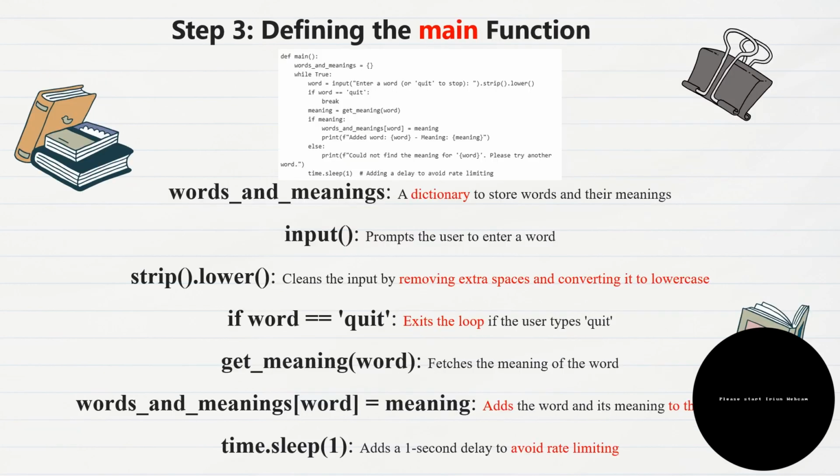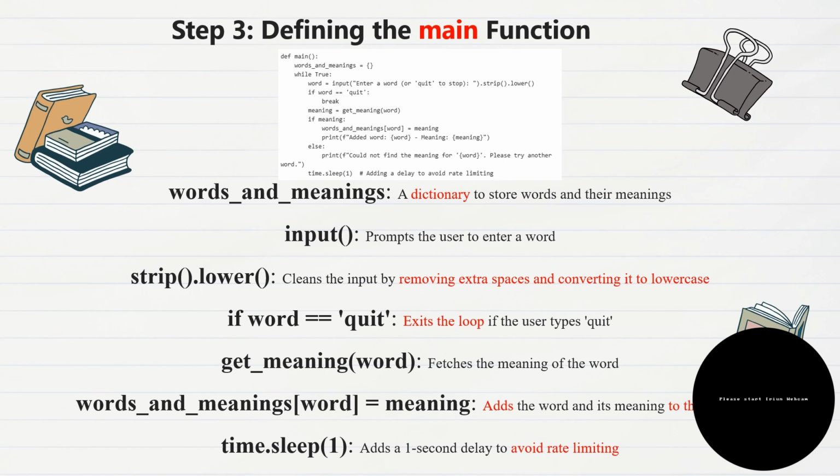Step 3. Defining the main function. In this function, we let the user input words with unlimited attempts until he wants to quit from the loop. Another purpose is to store the words and meanings in a dictionary for the later matching game. I created an empty dictionary called words_and_meanings, using input to let users type new words he didn't understand, using strip and lower to remove extra spaces and convert to lowercase. It's easier for other procedures.